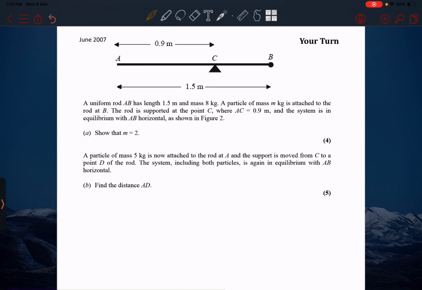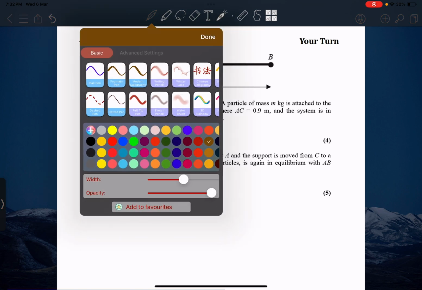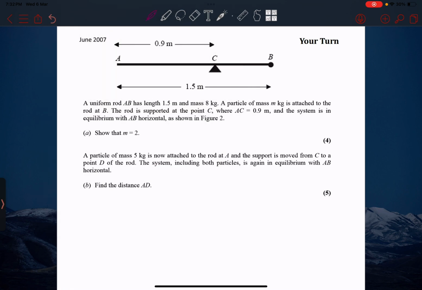So the first thing, it's all about reading the question slowly, carefully, taking each of those keywords and then trying to translate them into their implications. So the first one that you see, a uniform rod. Whenever you see the words uniform rod, I'm going to draw a rod.